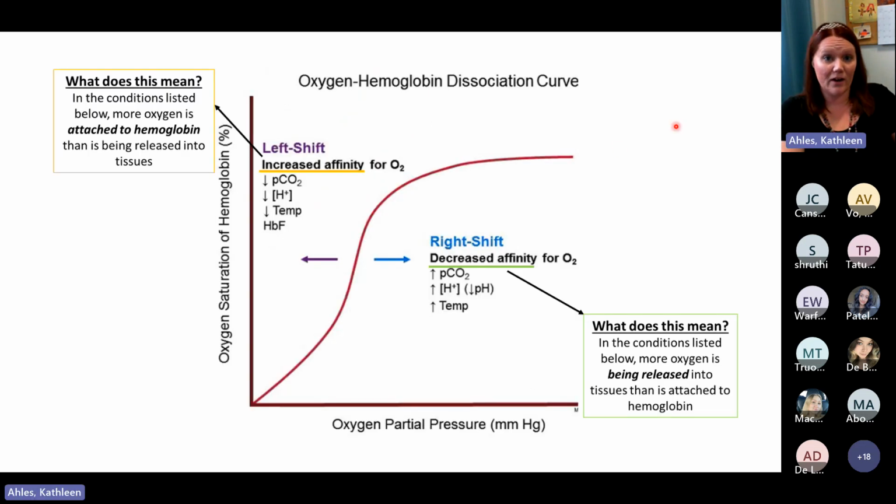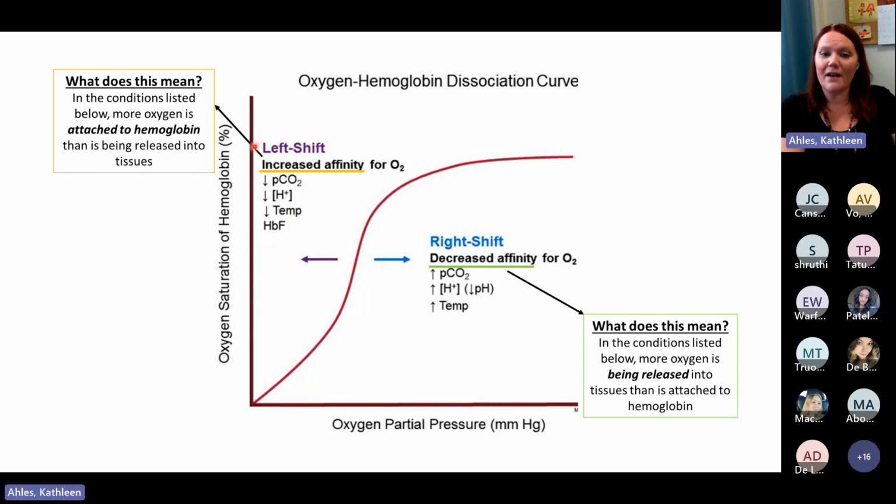So we've got this big scary graph here, and if you don't like it, you don't have to use it. All this tells me is if I have a right shift, so if my curve goes over to the side, that tells me I have a decreased affinity for oxygen, or in other words, I'm giving all my oxygen away. So if there's a lot of carbon dioxide, I'm giving my oxygen away. If we have an acidic pH, I'm giving my oxygen away. If the temperature is too high, I'm giving my oxygen away. All of these things make my red blood cells give away oxygen.